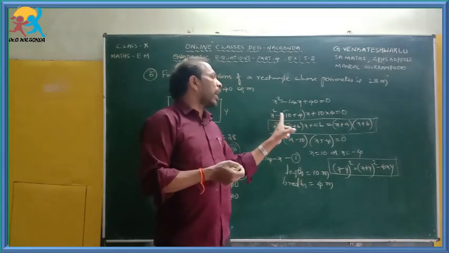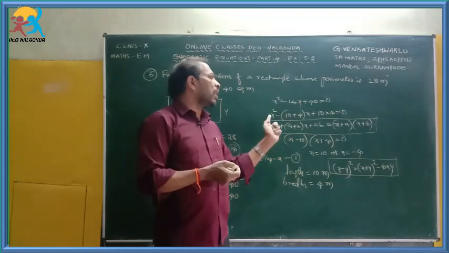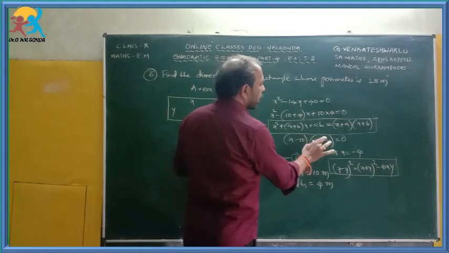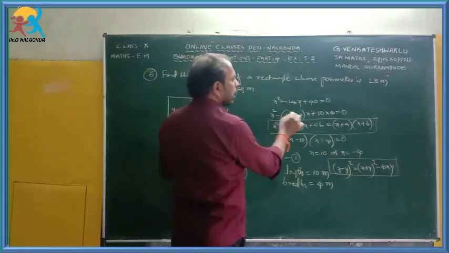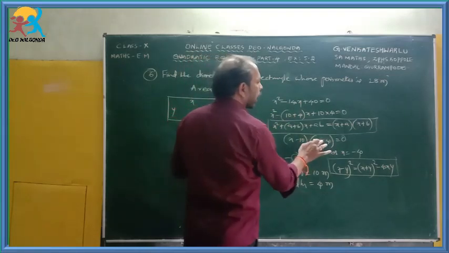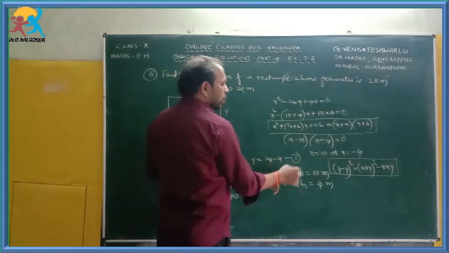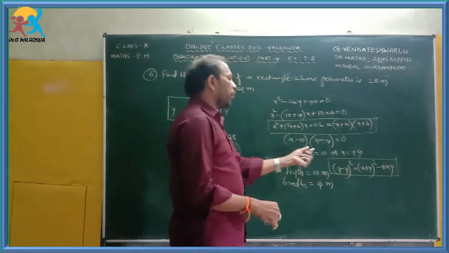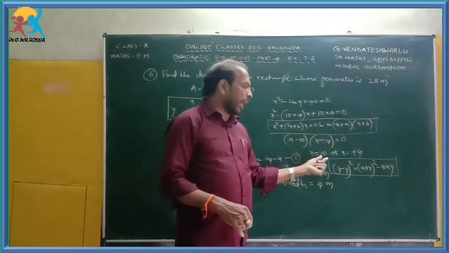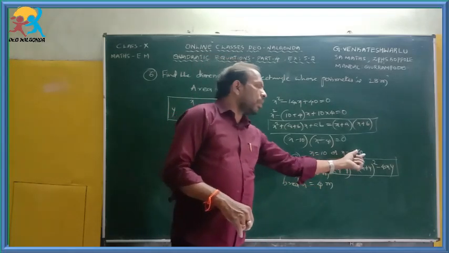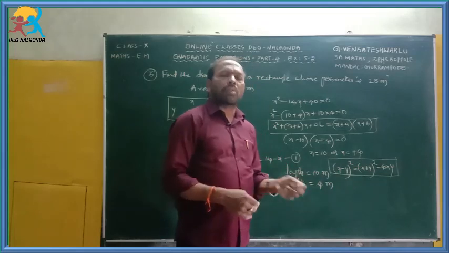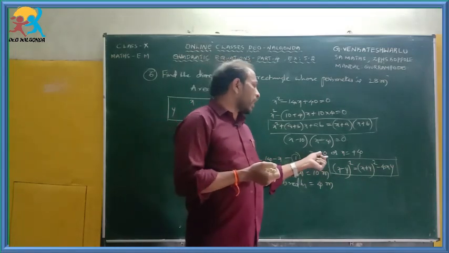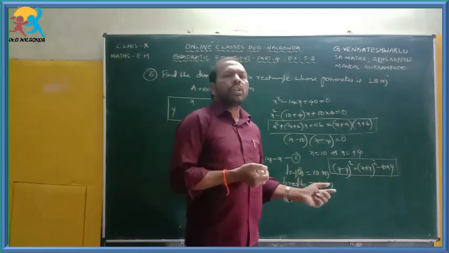Likewise here, x minus 10 is the first linear factor, x minus 4 is another linear factor. x is equal to 10 or x is equal to 4. If length is equal to 10 meters, then breadth is 4. If breadth is 4, then length is equal to 10. Normally, length is greater than breadth. So length is 10 meters and breadth is 4 meters.